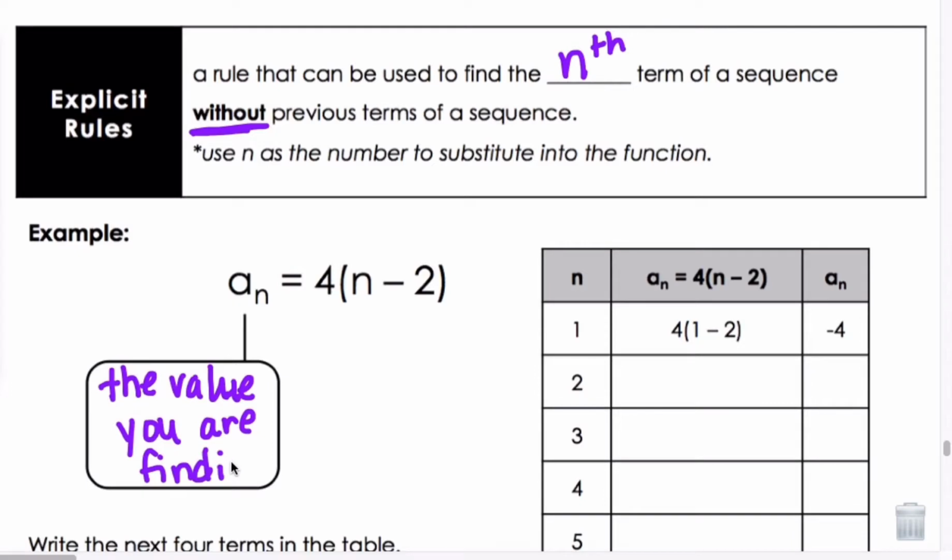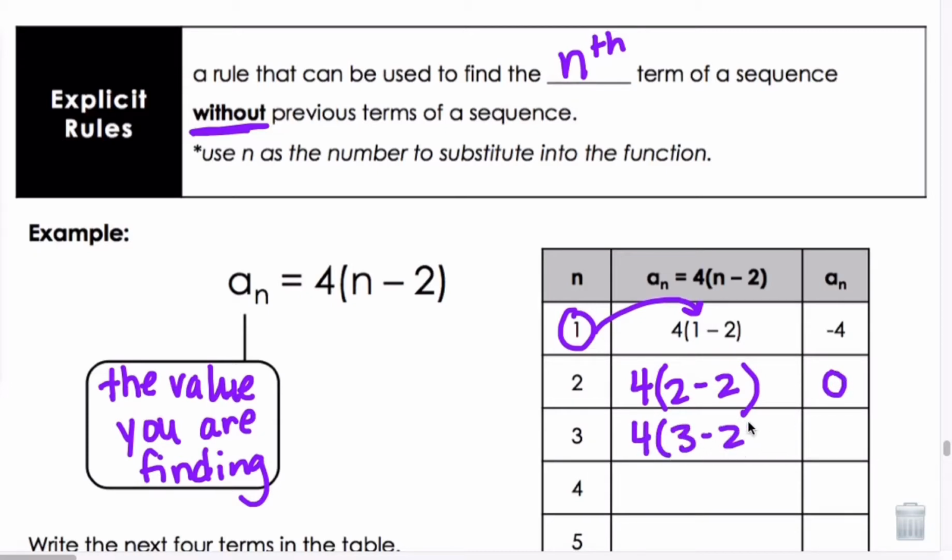Okay, so it's the value we're looking for. And then we have an equation, and the n is going to be the term number. Okay, so for the next one, I'm going to substitute in 2, which will give me 0. For this one, I'm substituting in 3 for n, which will give me 4.